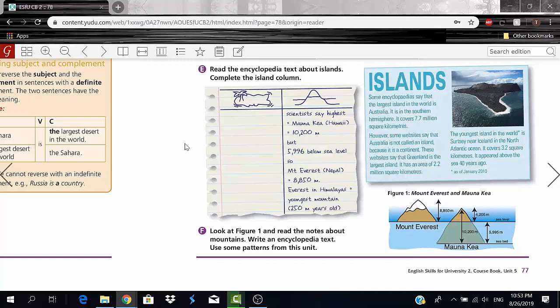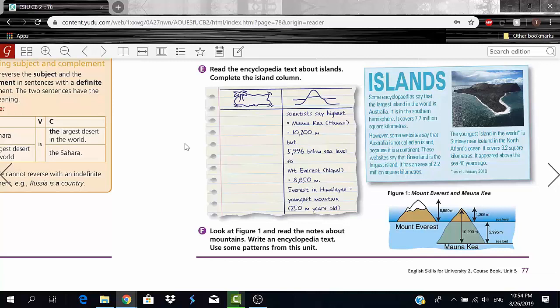Okay, so now I'm going to ask you guys some questions. Let's start. How big is Australia, you guys? That's correct. It's 7.7 million square kilometers. Okay? And where is it? Obviously, Australia. Where is Australia? That's correct. It's in the southern hemisphere. Okay? And why do some websites say that it's not an island? Can anyone tell me that? Because the websites say that it's a continent, okay?